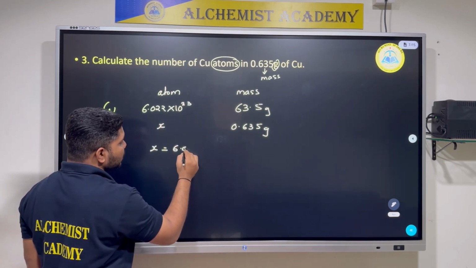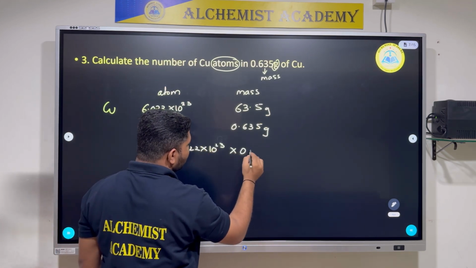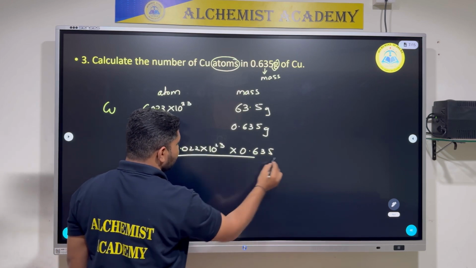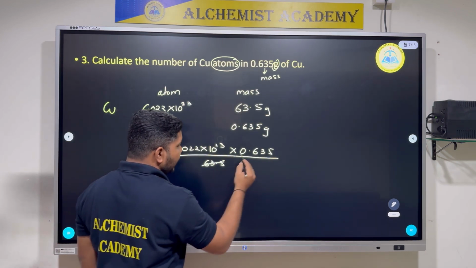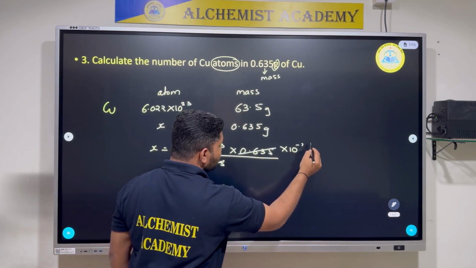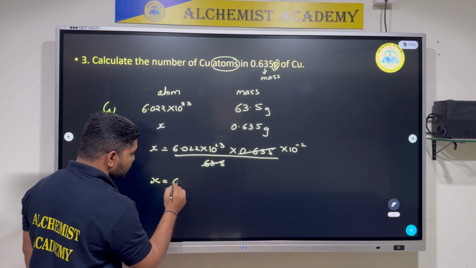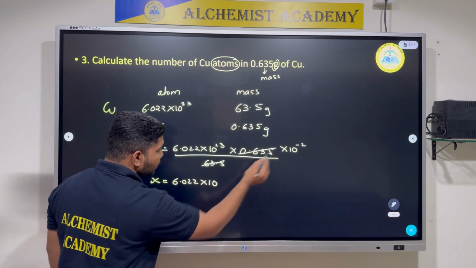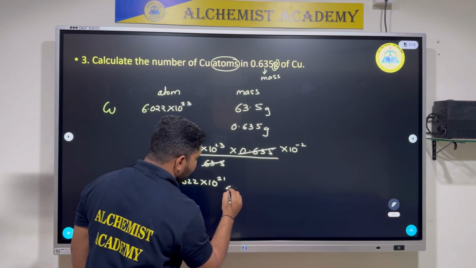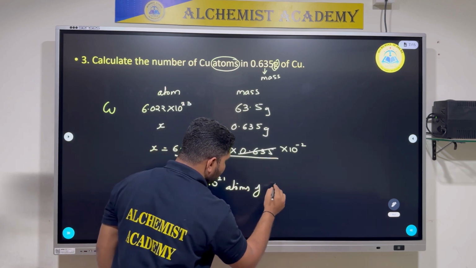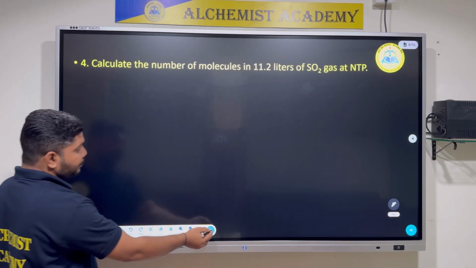X is equal to 6.022 into 10 raised to 23 multiplied by 0.635 divided by 63.5, correct? Now you can directly cancel this, and this can be written as 10 raised to minus 2, which is nothing but x is equal to 6.022 into 10 raised to 21 atoms of copper. Clear? We'll go to one more problem.